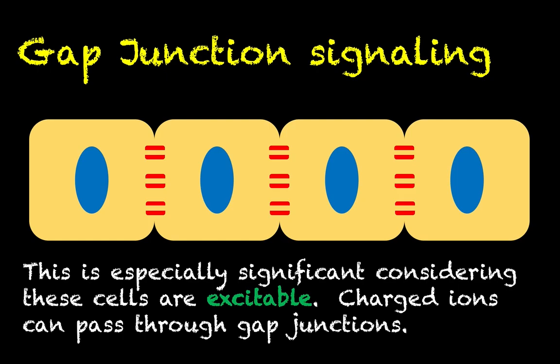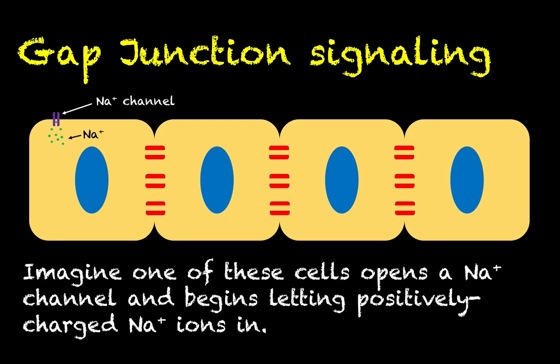This type of gap junction signaling is going to be especially important for cells that are excitable, for which cardiac muscle and smooth muscle fibers are excitable. The reason why this is important is that charged ions like sodium and calcium can pass through gap junctions. They are small enough to move through open gap junctions. So look at this scenario here.